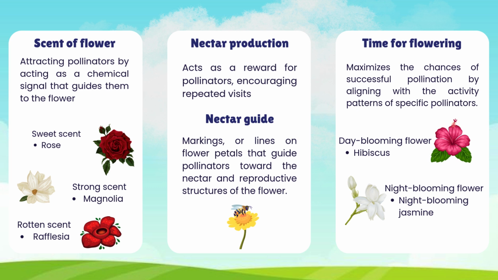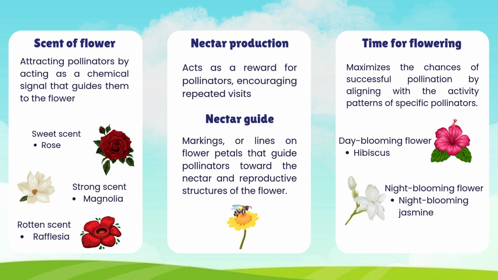For bees, many nectar guides are visible in ultraviolet light, which they can see but humans cannot. Finally, timing is also crucial for successful pollination. Flowers often bloom during times when their pollinators are most active. For example, day-blooming flowers attract bees, butterflies, and birds.